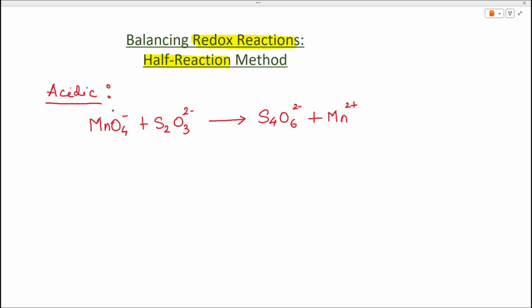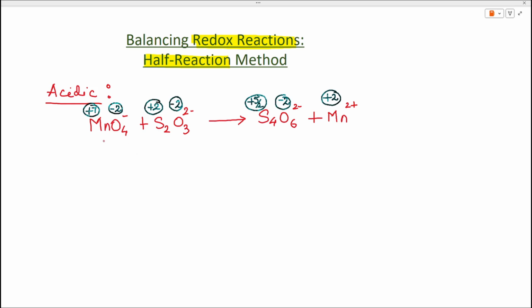Oxidation number of oxygen over here is -2. Mn, if you calculate, you're going to get it as +7. Oxidation number of oxygen over here is -2. The sulfur would be +2. Oxidation number of oxygen over here is -2 and the sulfur over here is +5/2. So we can have the oxidation numbers in fractions, and because this is just a monoatomic ion, the oxidation state is +2.